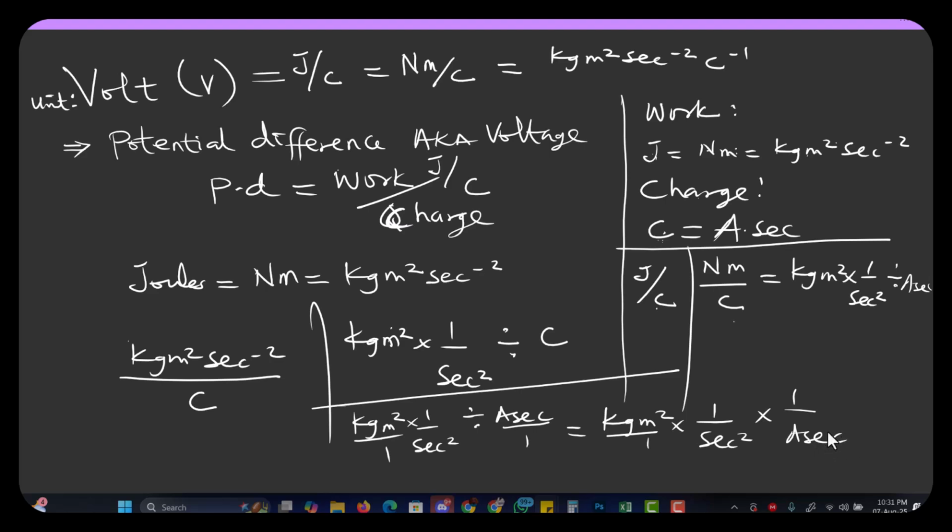So if you combine this together, I'm going to have kilogram meter squared all over second squared times second, which will give you second cubed, and this is your ampere. You write your ampere this way. So this is what we are going to have. Let's take it to the new page.